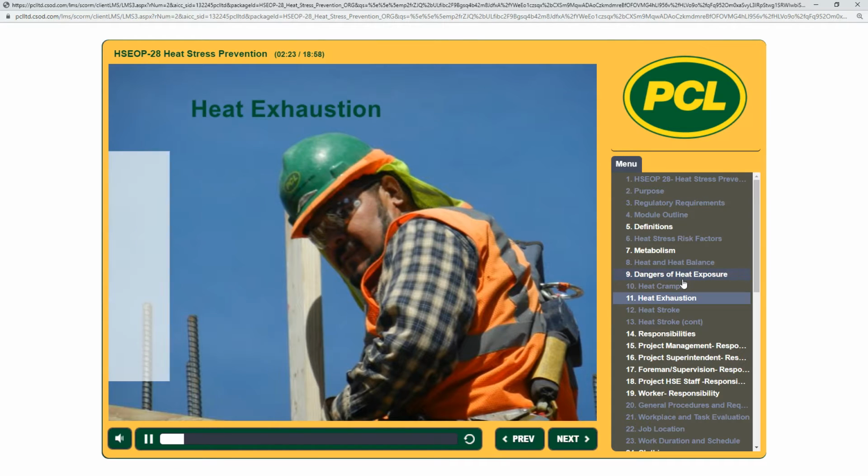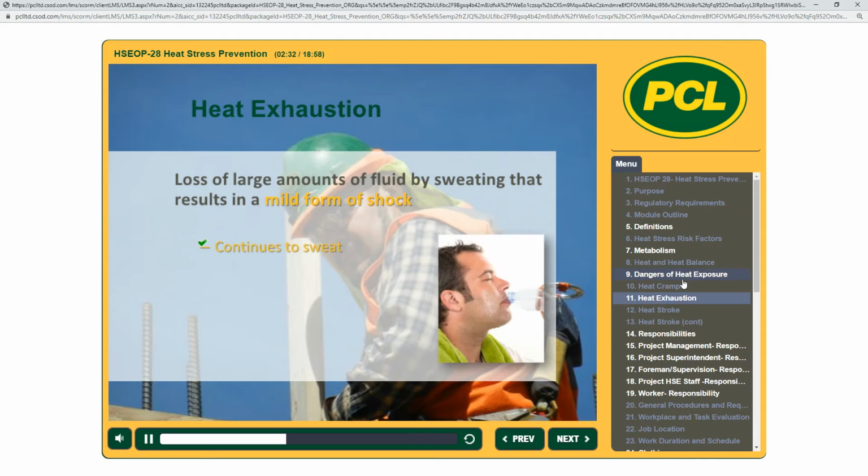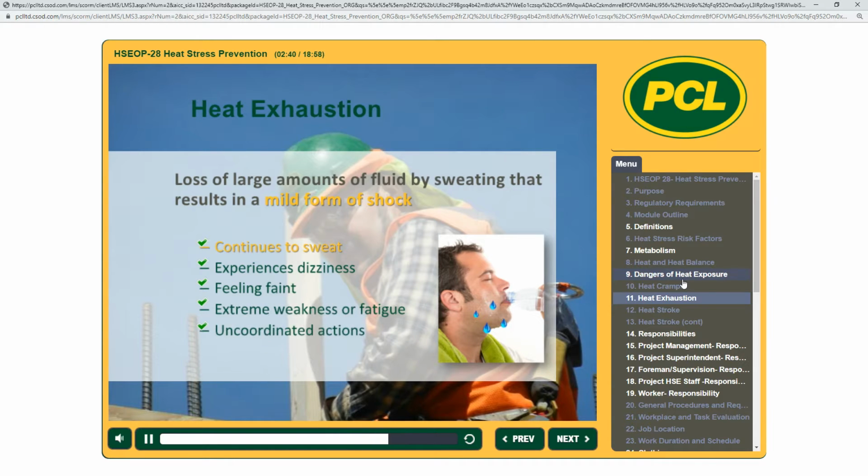Heat exhaustion is caused by the loss of large amounts of fluid by sweating that results in a mild form of shock. A worker suffering from heat exhaustion continues to sweat, experiences dizziness, feels faint, has extreme weakness or fatigue, has uncoordinated actions, and often has nausea and a headache.